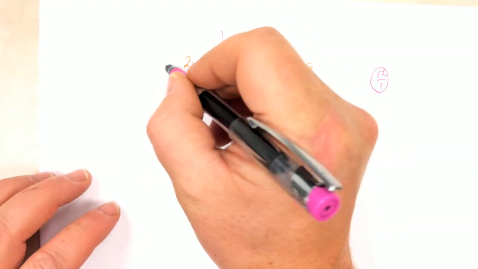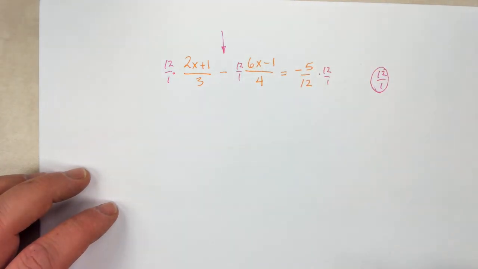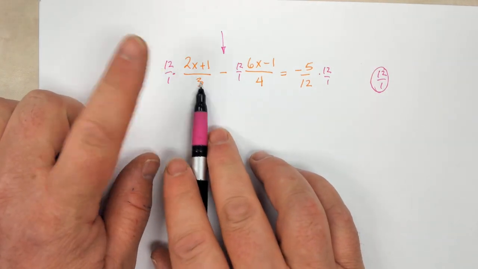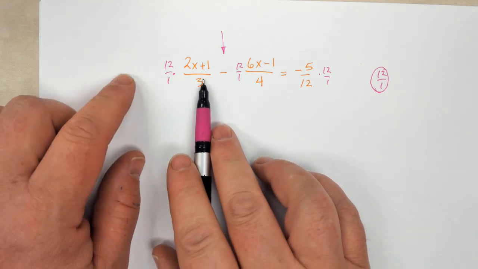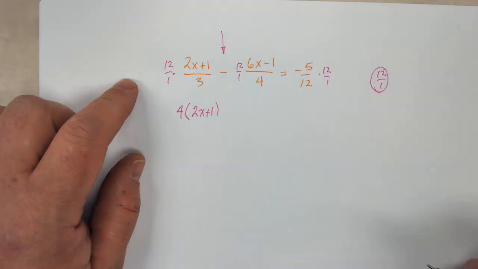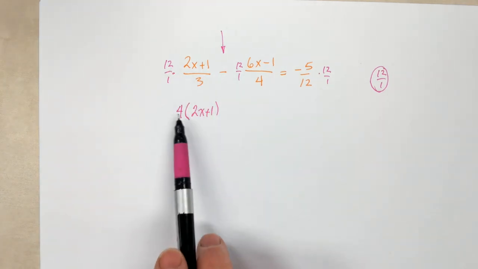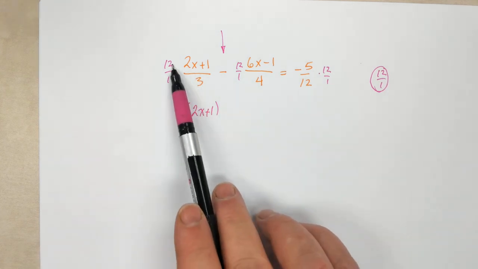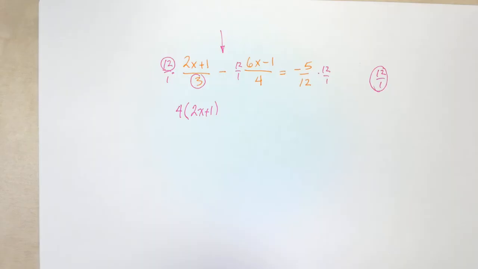Okay. 12 over 1. 12 over 1. Yeah? Okay. Look. 3 goes into 12 four times. This is division. This one is dividing into that one. It's 3 divided into 12. That's 4. And then you need to write some parentheses. Do you see where I got the 4? 3 goes into 12 four times. You're dividing this number into that number. And that's where we got 4.